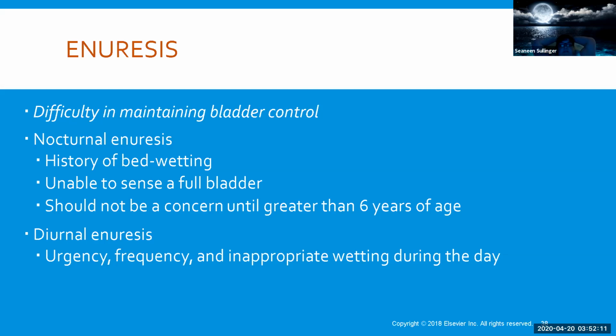So enuresis, difficulty in maintaining bladder control. So this can be at night, like a history of bedwetting. The child's often unable to sense a full bladder. It's really not much of a concern until they get older than 5 or 6, when they should have reached the ability to have control of their bladder. And then you can also have diurnal enuresis, meaning that there's inappropriate wetting during the day as well as at night.